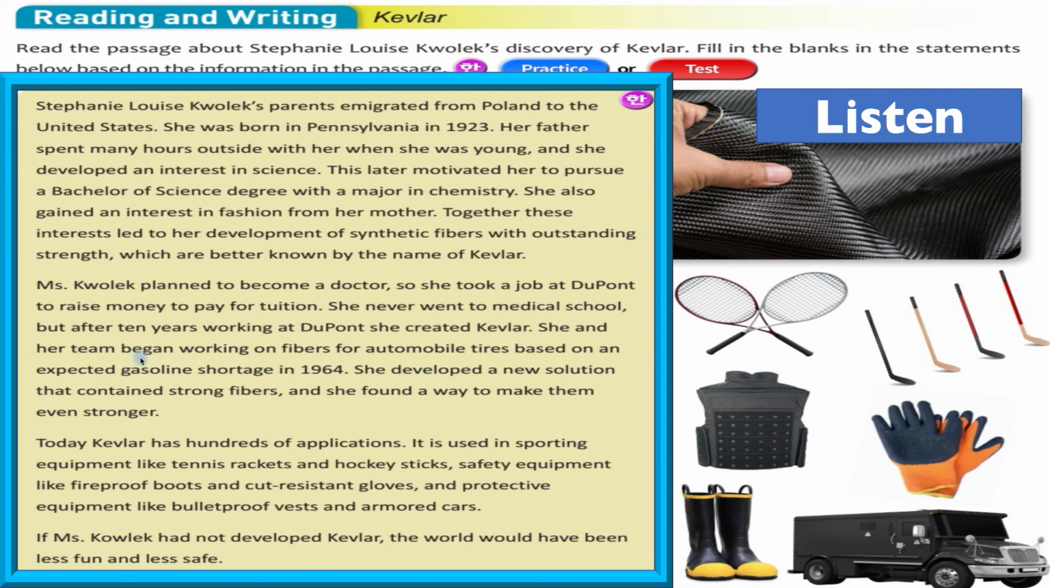She and her team began working on fibers for automobile tires based on an expected gasoline shortage in 1964. She developed a new solution that contained strong fibers, and she found a way to make them even stronger. Today, Kevlar has hundreds of applications. It is used in sporting equipment like tennis rackets and hockey sticks, safety equipment like fireproof boots and cut-resistant gloves, and protective equipment like bulletproof vests and armored cars. If Ms. Kwolek had not developed Kevlar, the world would have been less fun and less safe.